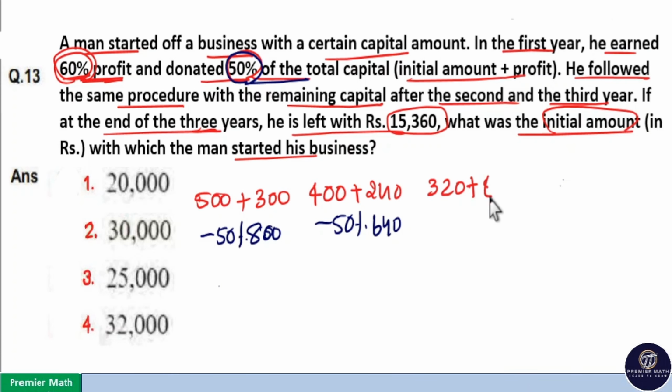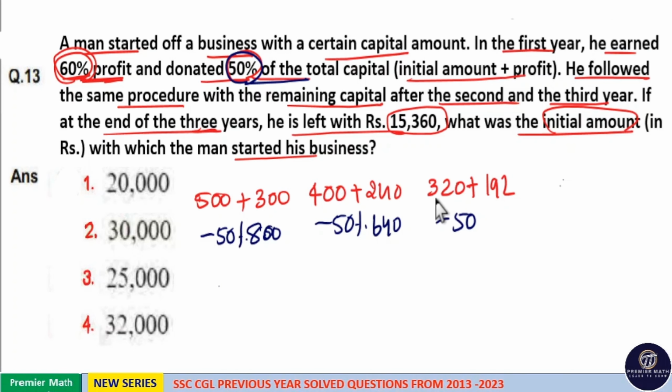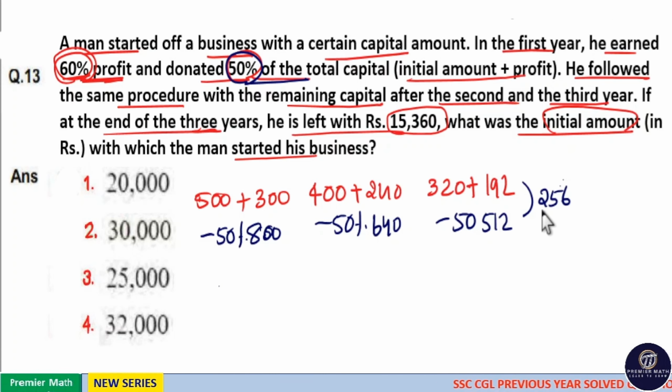He got 60% of 320, which means 10% is 32. 60% is 6 into 30, 180, 6 into 2, 12. So 180 plus 12 is 192 rupees, which is the 60% of 320. Again he donated 50% of 320 plus 192. 300 plus 200 is 500, 500 plus 12, 512 rupees. 50% of 512 means 256 rupees. That is, 256 rupees he donated and remaining is 256 rupees at the end of the third year.